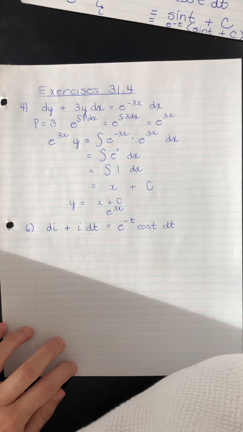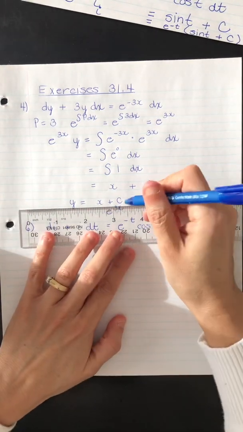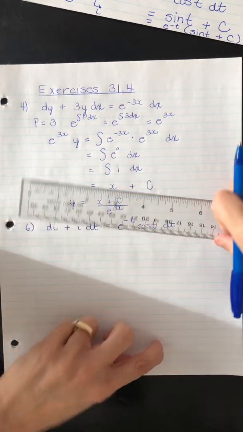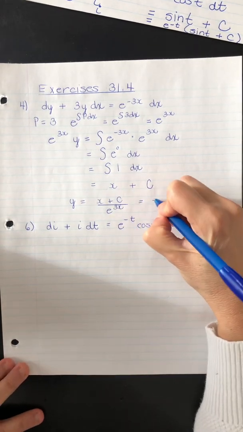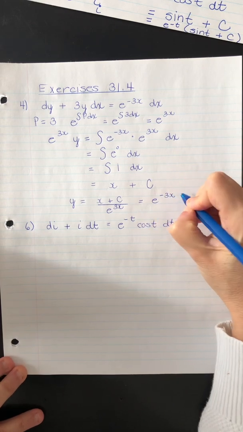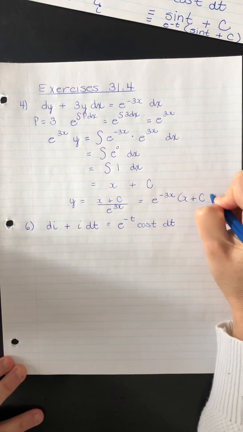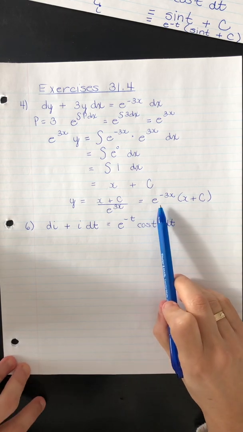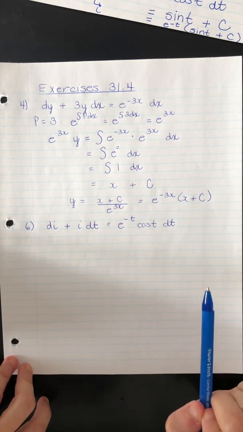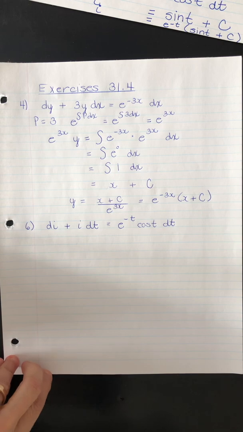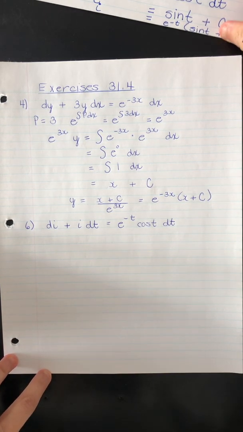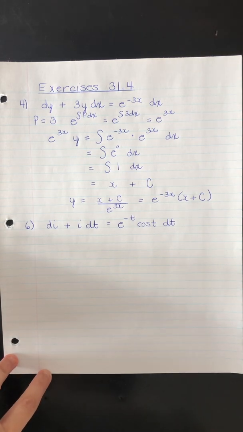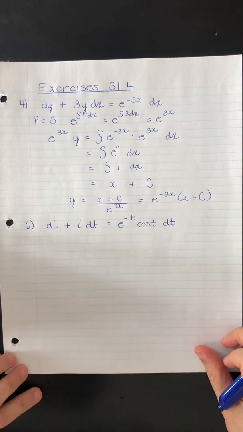Okay, and that's fine as your answer, but more often you might see it written like this. Okay, so y is e to the negative 3x times x plus c. All right, so that's the first question done. So this is going to take some getting used to, I know. So that's why I said I'm going to do lots of examples with you. So let's go on and look at problem 6.